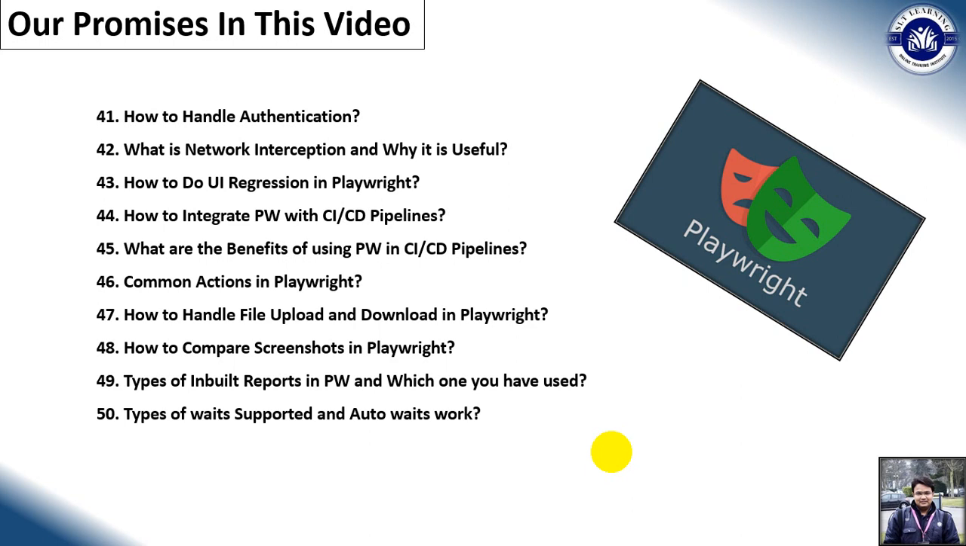How to handle authentications, what is network interception and why it is useful, how you do UI regression in Playwright, how you integrate Playwright with CI/CD pipelines, what are the benefits of using Playwright with CI/CD, then common actions that we do in Playwright, how to handle file upload and download, how to compare screenshots, what types of inbuilt reports we have and how we can use them, types of waits we have, and how auto-waits work in Playwright. These are the questions we're going to cover today with the syntax.